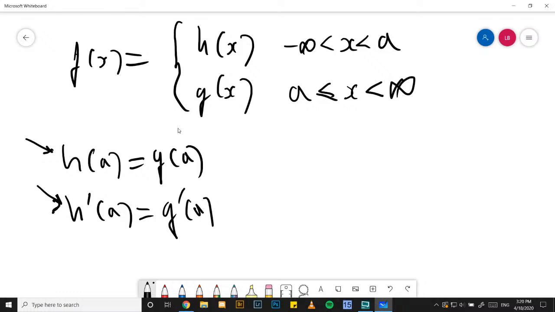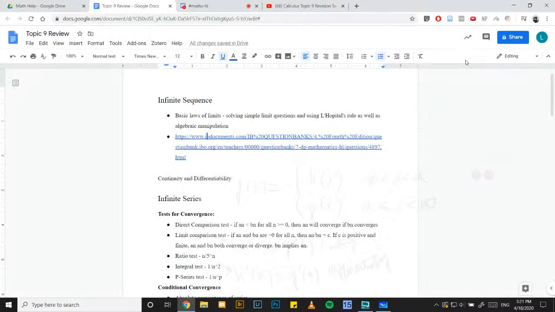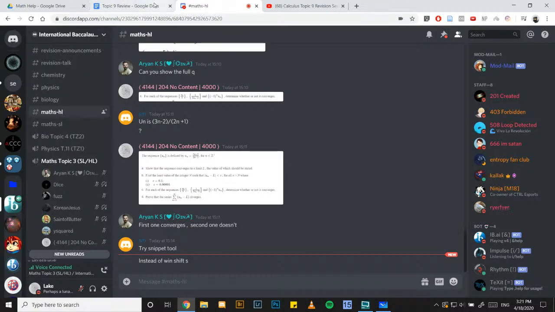So yeah, that's how you would do this. Remember continuity and differentiability. Just remember these two definitions and you'll be good. Sometimes they'll have three different functions, then you have to use several different simultaneous equations. It'll get more complicated, but essentially it's the same idea.